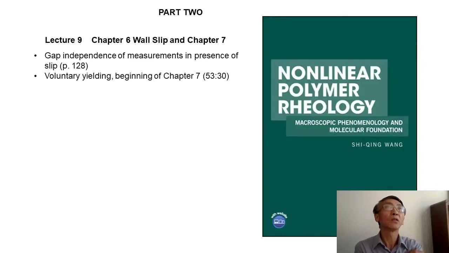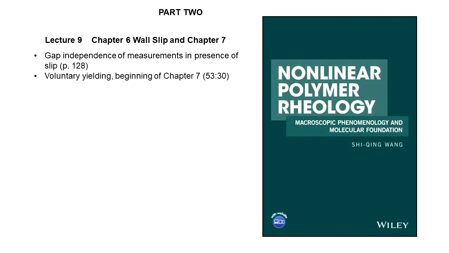Hello everyone, this is lecture 9 on the courses of nonlinear polymer rheology published by Wiley. Today we'll finish the discussion of wall slip and move on to the next chapter, which is chapter 7, starting to discuss the nature of yielding.